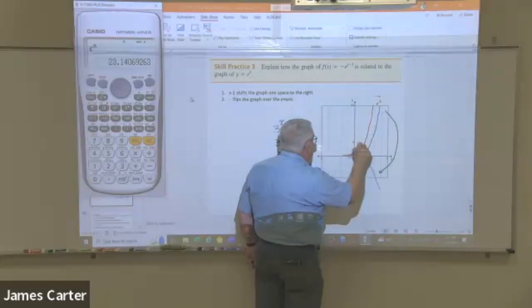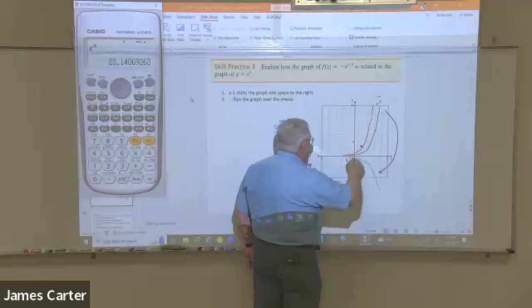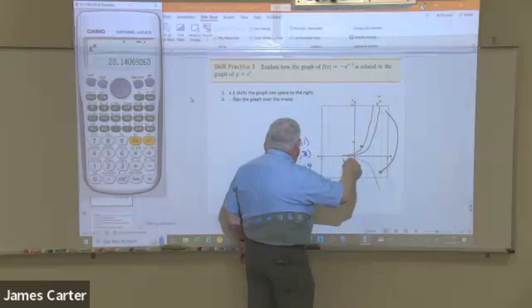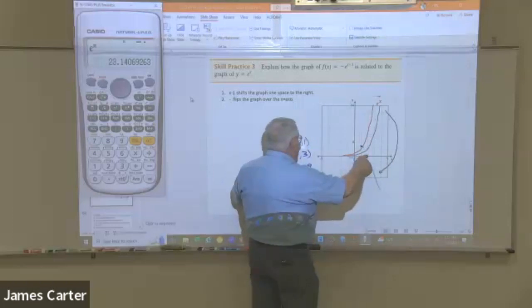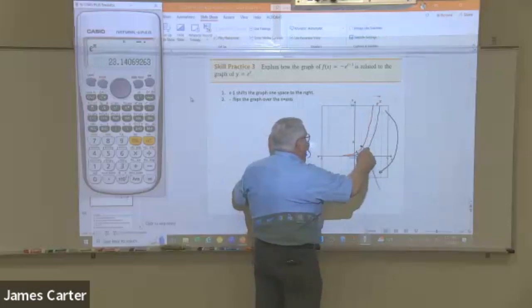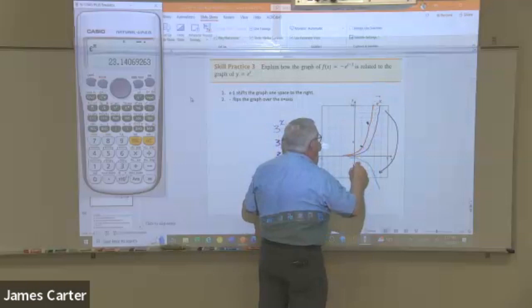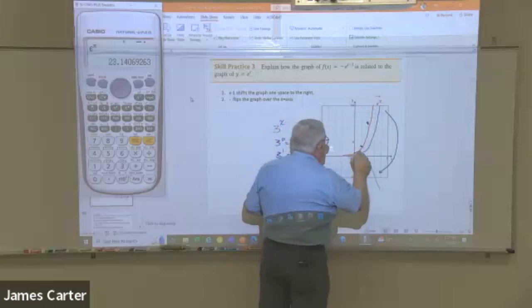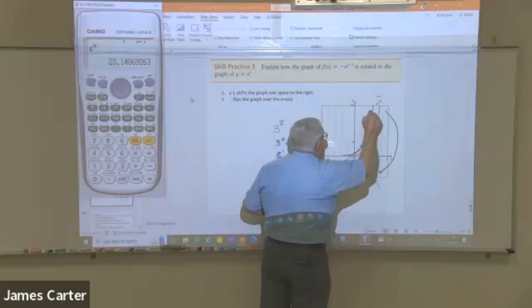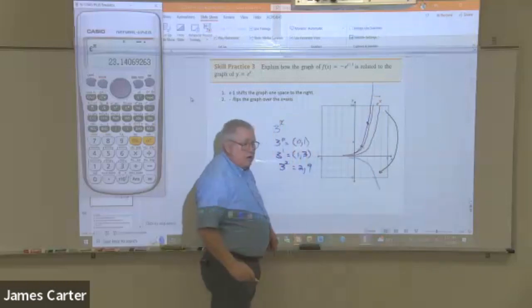So actually it would be here. Okay, so now if x is, and my x scale is by 1s, so I don't have the same vertical and horizontal scale here. So if x is 2, then I've got 2, 4, 6, 8, 9 right there. And then I would have 27 way up, and you see here is the 3 to the x graph.